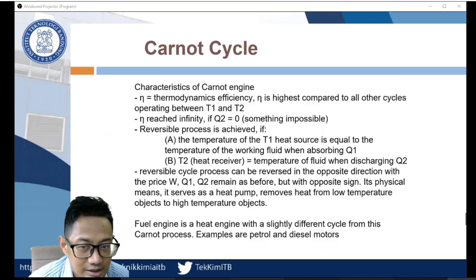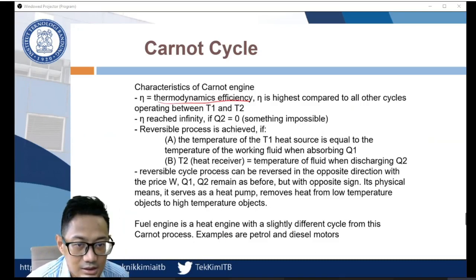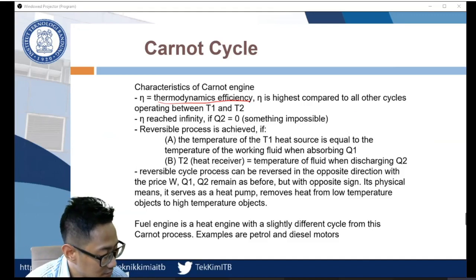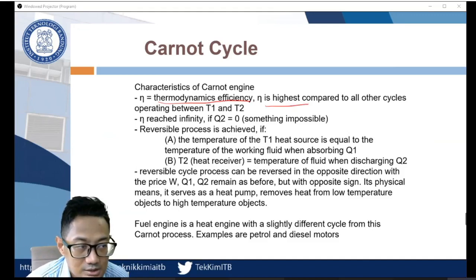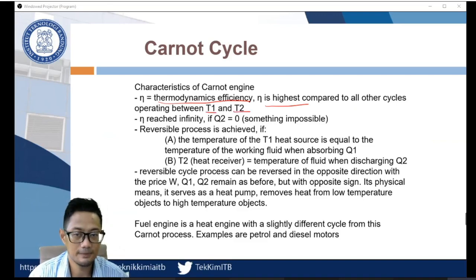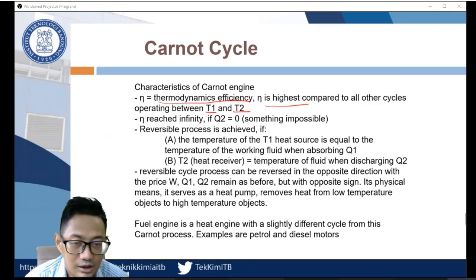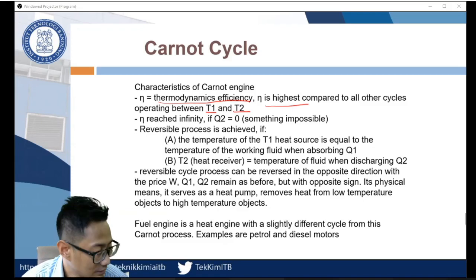Now a little bit about this characteristic, the term thermodynamic efficiency. For the Carnot cycle, this is the highest compared to all other cycles. If we want to compare, for sure they should operate between the same operating temperatures, in this case T1 and T2. Efficiency can be very high when Q2 is equal to 0. It means 100%. In this case, it's impossible.